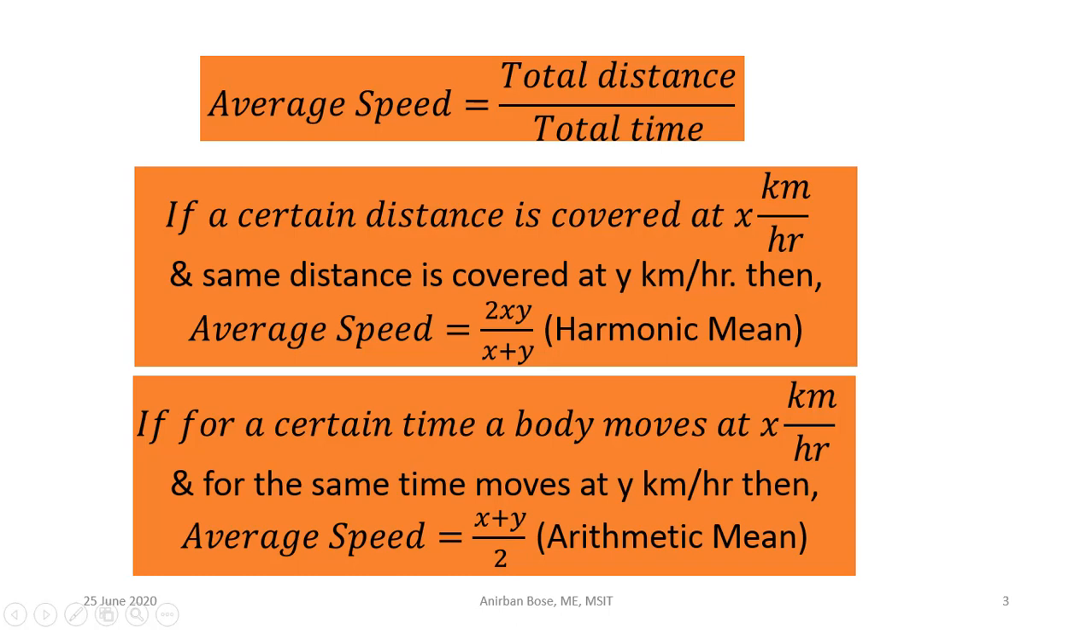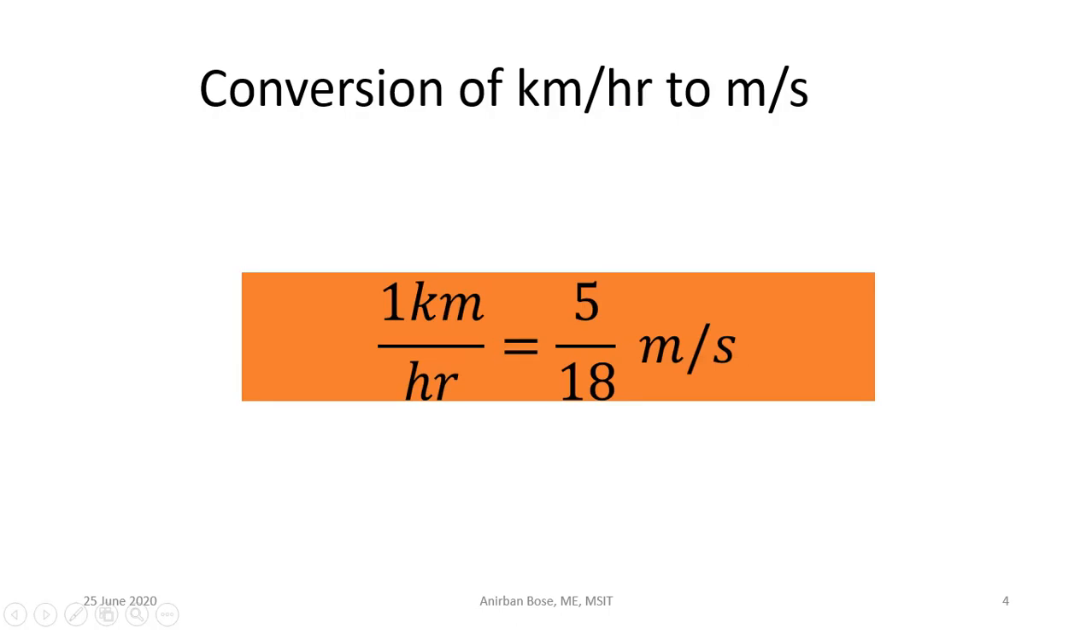This is a very important conversion. To convert from kilometer per hour to meter per second, you have to simply multiply by 5 by 18. In a reverse way, to convert to kilometer per hour from meter per second, you have to multiply by 18 by 5.